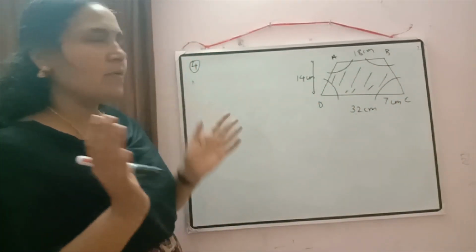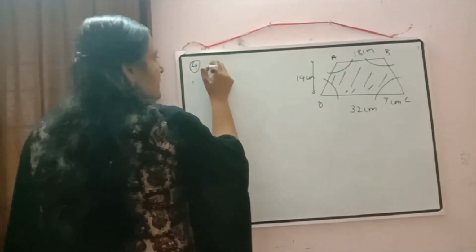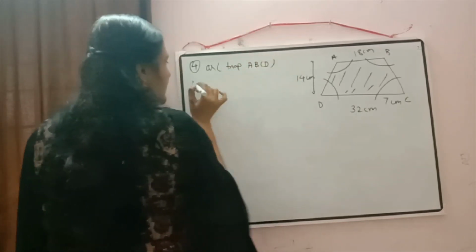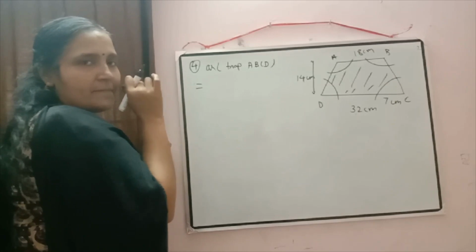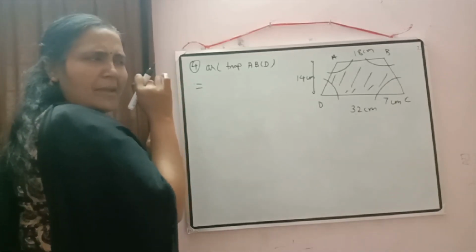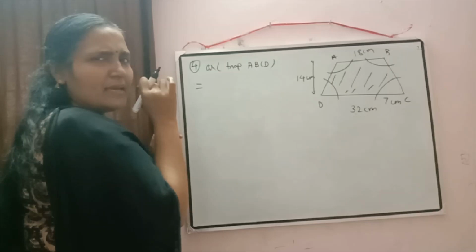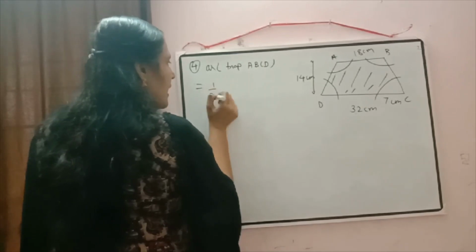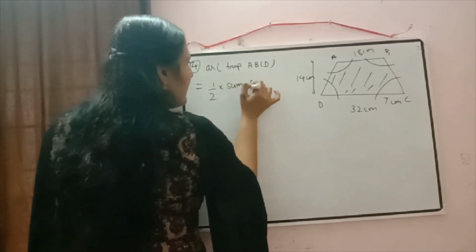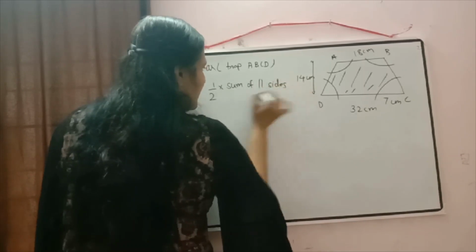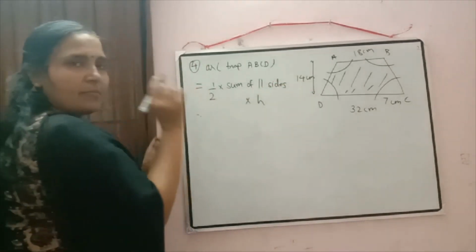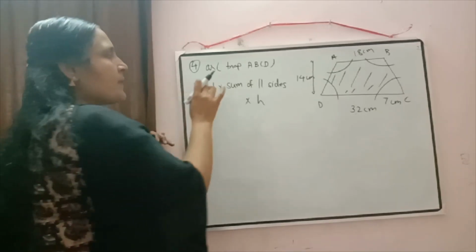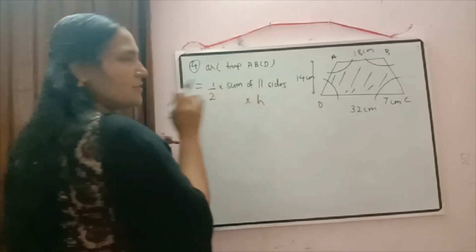So first we can calculate the area of trapezium. So area of trapezium ABCD. What is the formula for that? Half into A plus B into H. What is that A plus B? Parallel sides of the trapezium. So formula is half into sum of parallel sides into height. Okay, that is the formula for area of trapezium. If you don't know, you can write this formula somewhere.